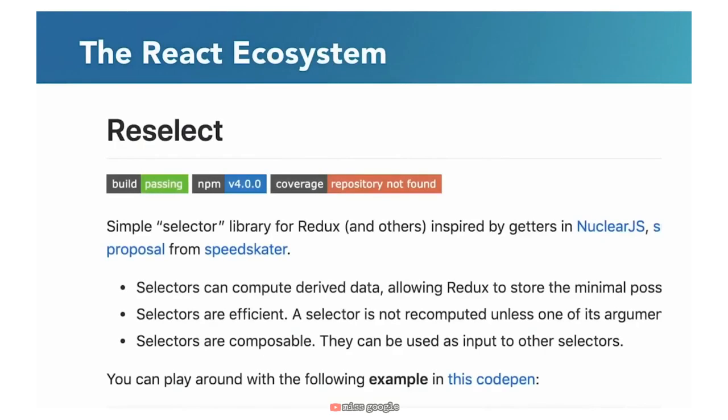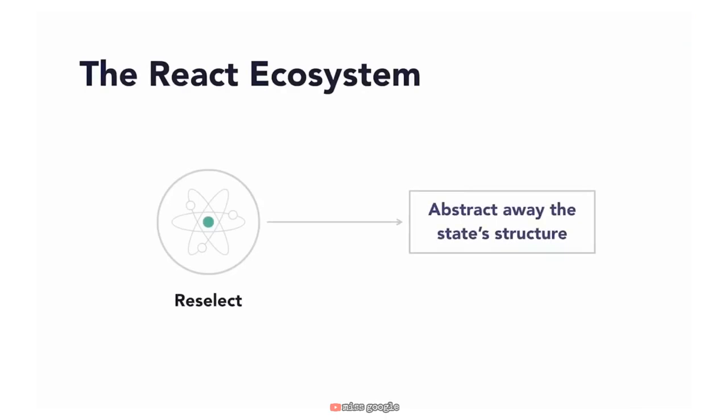Next up are selectors, and the specific library we'll be using for this is called Reselect. While Redux takes care of managing and modifying the state of the application for us, the purpose of selectors is to abstract away the details of how our data is stored in the state. This will make more sense when we go in depth with selectors later on in the course.